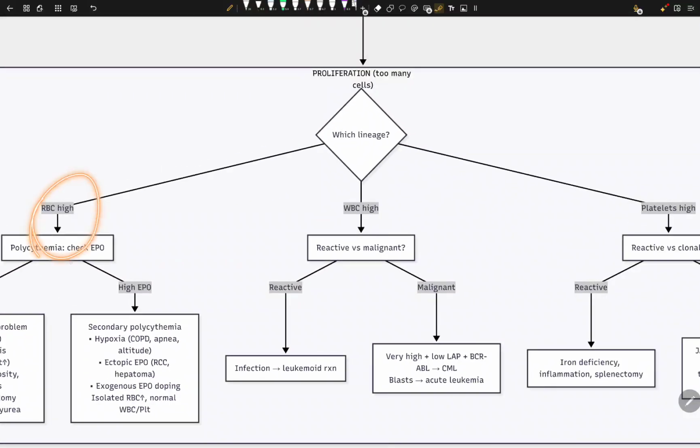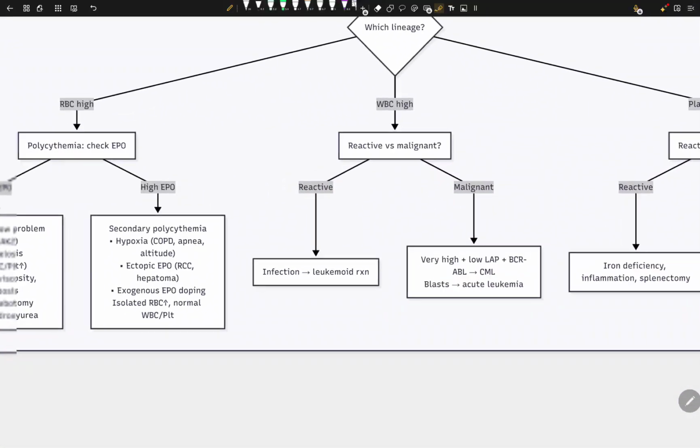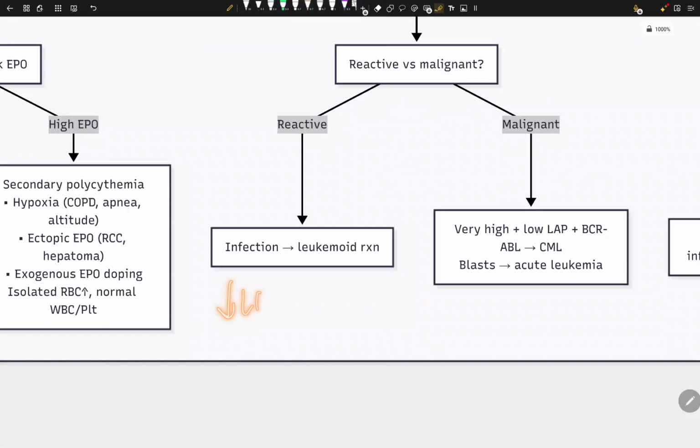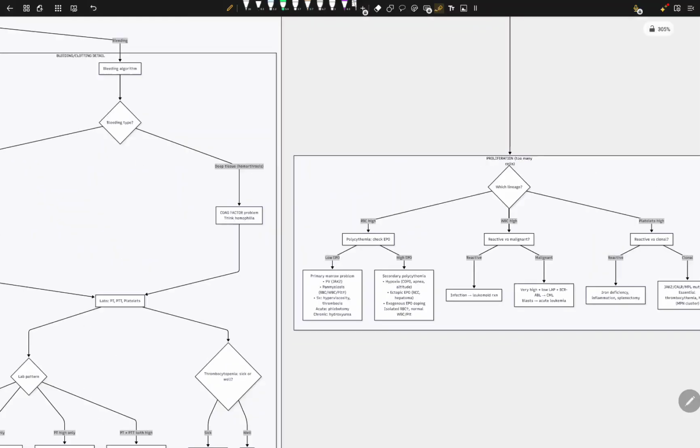Okay, so RBC is high. We get it. WBC is high. Why is WBC high? Is it a reactive reaction or is it a malignant reaction? If it's reactive, then we have a leukemoid reaction, right? In leukemoid, we have less LAP, right? Sorry, high LAP. Alkaline phosphatase, right? So we have high LAP.